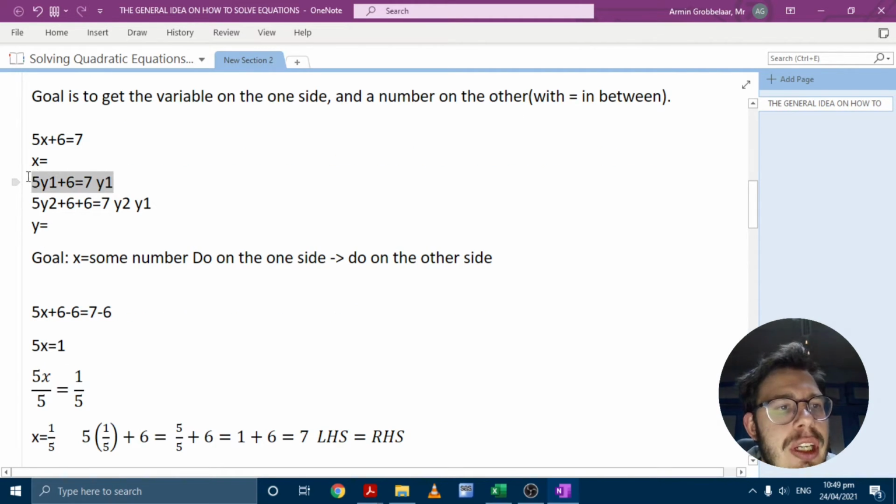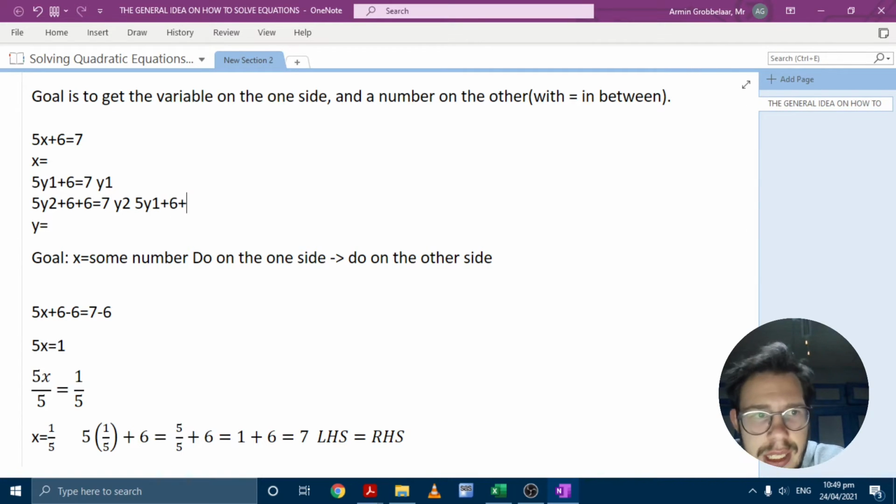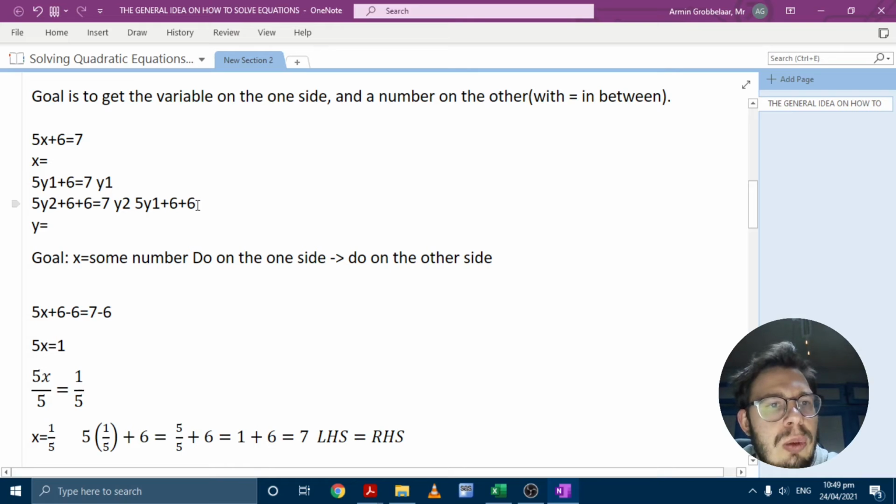If you have this equation here, 5y1 plus 6 is equal to 7. And if you take the equation and just add 6 on the left side, then we have, I'm just going to call it y2 now, 5y2 plus 6 is equal to 7. So now if you solve these two equations, if you get y1 here, then 5y1 plus 6 will not equal 7. Because you added 6 on the one side, but you did not add it on the right hand side.